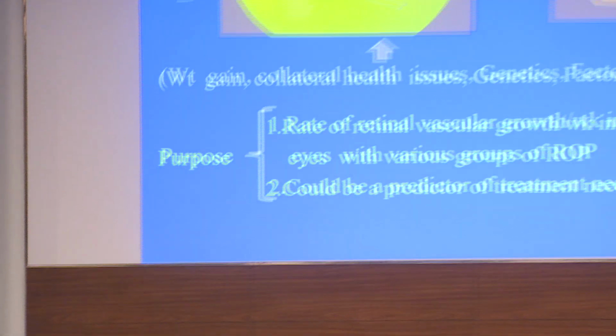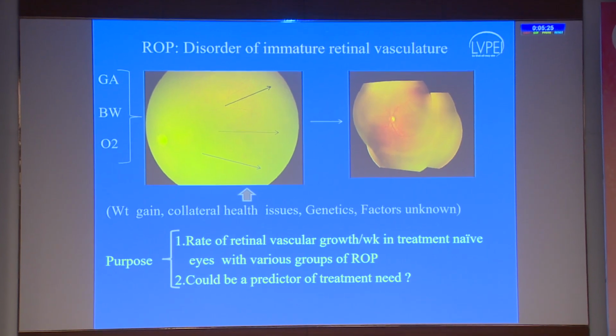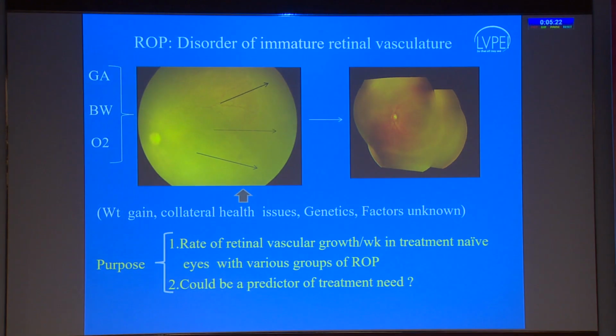With pleasure, I will take you through this interesting talk. Can the gain rate of retinal vascular outgrowth be a predictor for treatment in babies with retinopathy of prematurity? The disease is a disorder of immature retinal vasculature, and various factors including gestational age, birth weight, oxygen supplementation, weight at birth and weight gain, collateral health issues, genetic and unknown factors affect the incidence and severity of ROP through a common pathway, either deceleration of the vascular outgrowth or stoppage of vascular outgrowth at some point of time, which in turn leads to a cascade of events leading to ROP and its severity.